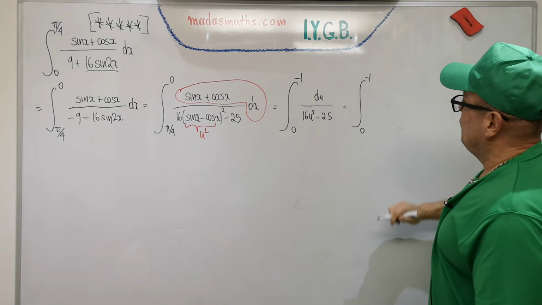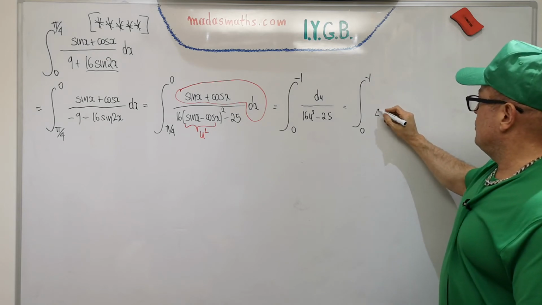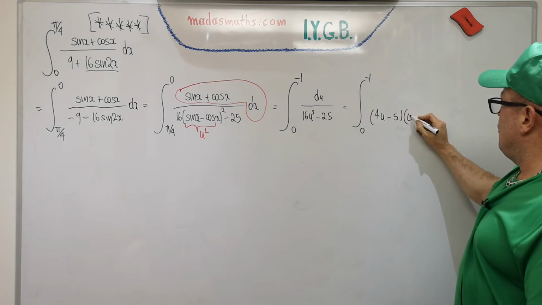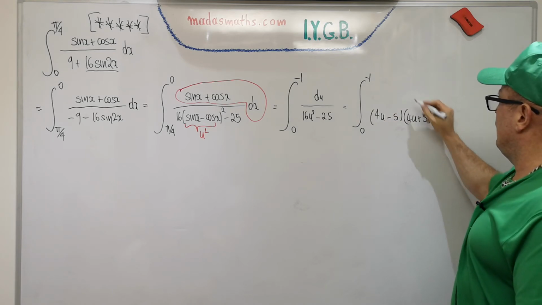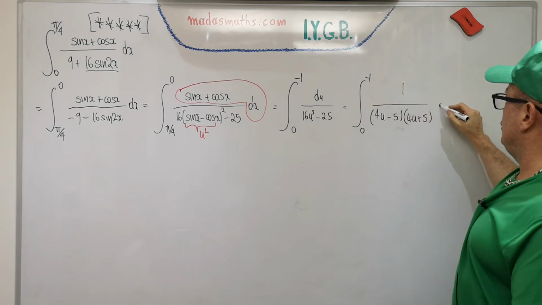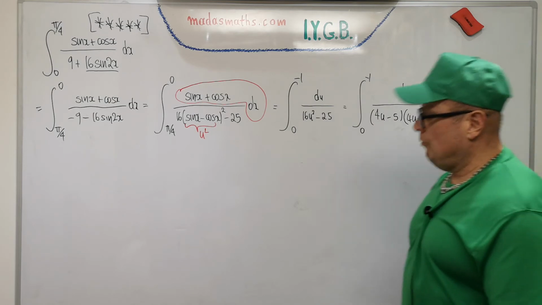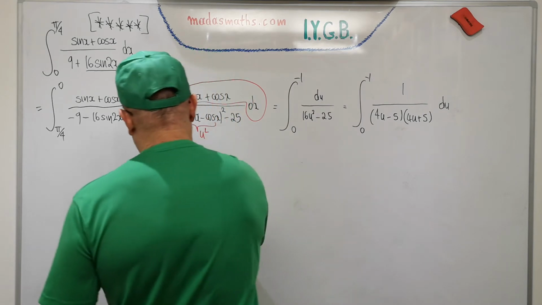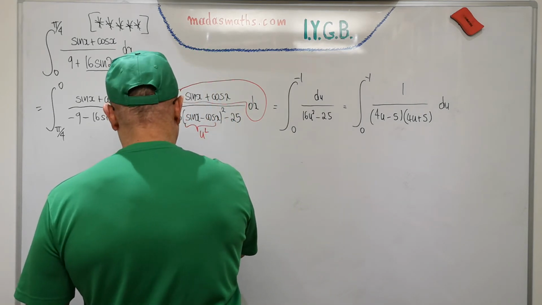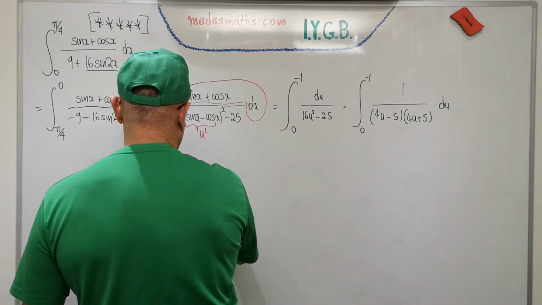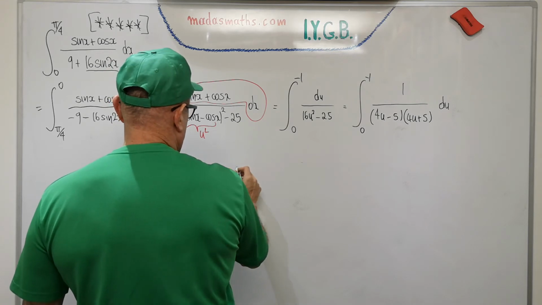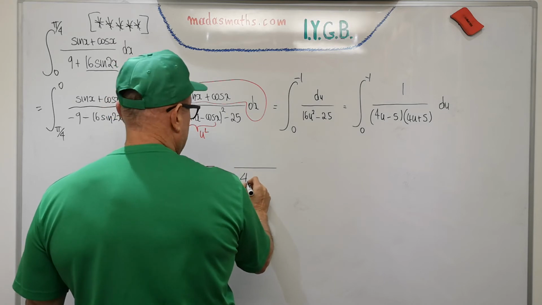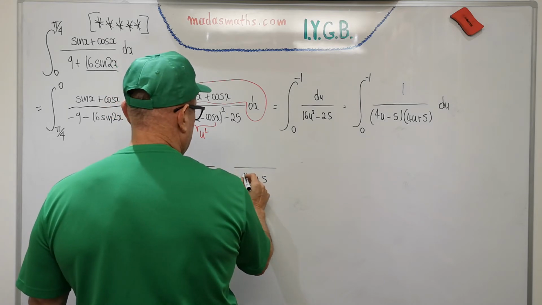We have gone too far, so I will rub it off, and I will factorize this to 4u minus 5, 4u plus 5, du. I'm going to do this by cover up or inspection. So let's copy the limits first of all. 0 and minus 1, and prepare two fractions. One will be out of 4u minus 5. The other one will be 4u plus 5.